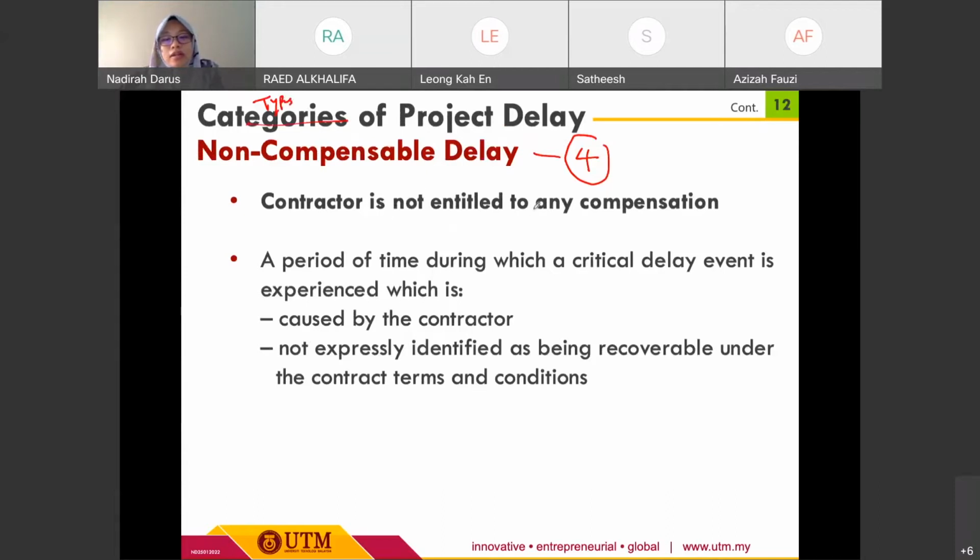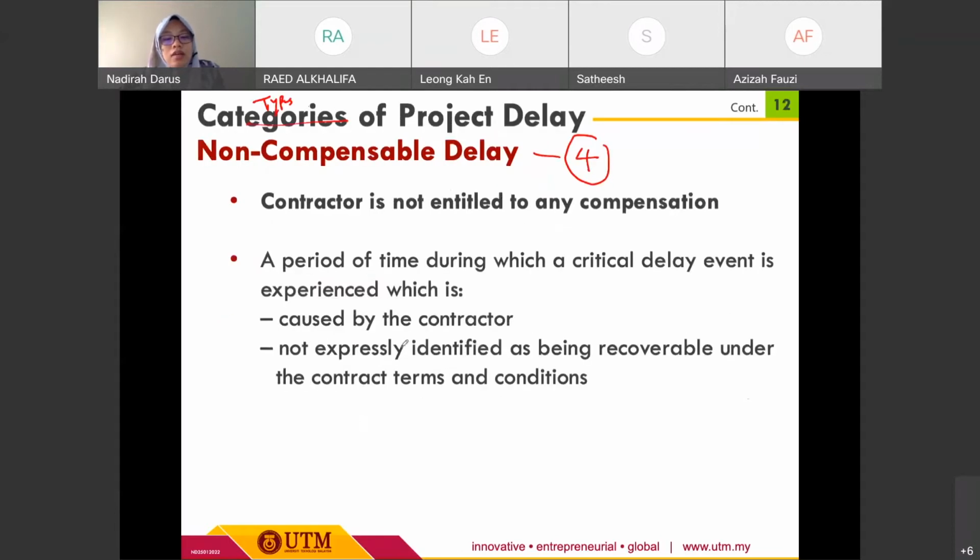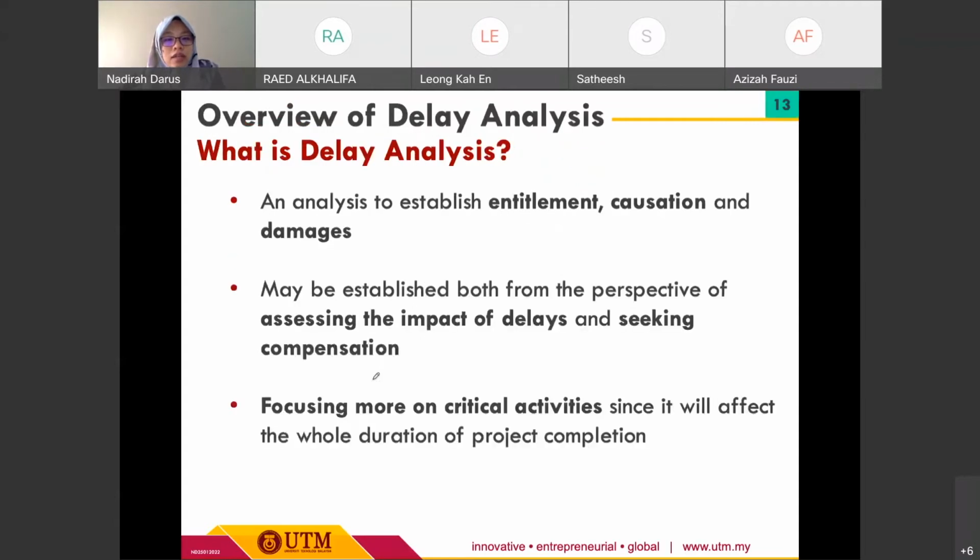Contractor is not entitled to any compensation. Which is in contrast for the third one. A period of time in which critical delay is experienced, which is caused by the contractor. This one is caused by the client. That's why they can be compensated, and not expressly identified as being recoverable under the contract. Okay, that's the types of project delay, right?